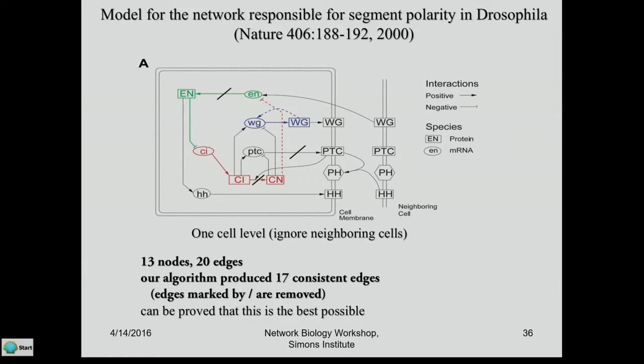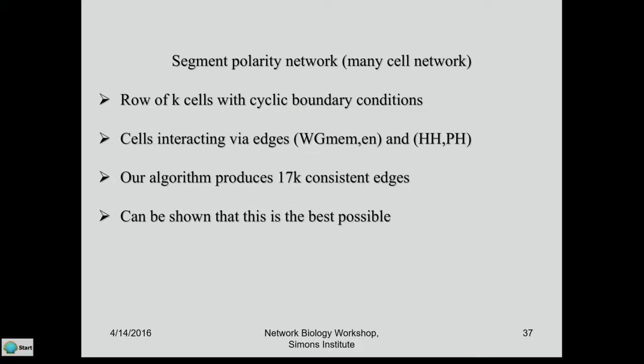a monotone system with only 3 edges of negative feedback loop. So this is just one cell. Of course, the real network is not one cell. So you can take a many-cell network and make it into a one-dimensional array by connecting through those two external outputs. If you have a row of K cells, our algorithm produces 17K consistent edges, and you can show that that's exactly optimal.